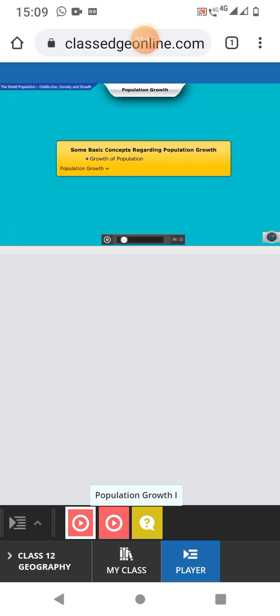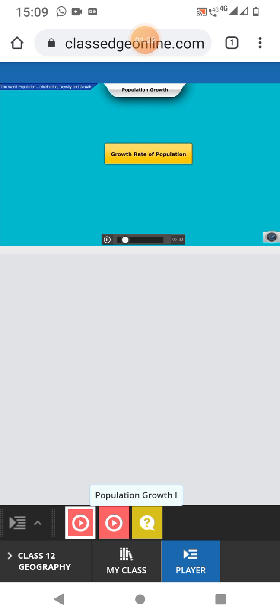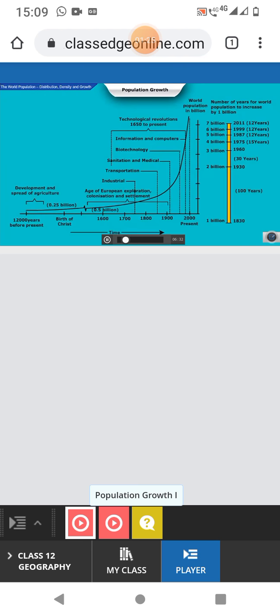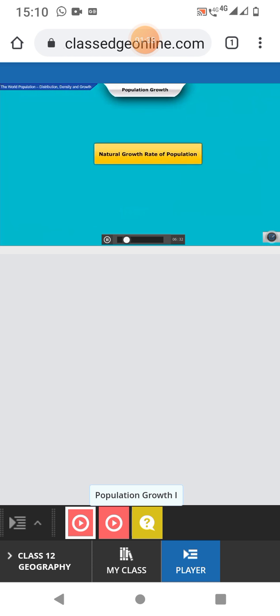This population growth is measured as population growth equals population in the year X minus population in the year Y. Growth rate of population. Population growth can be expressed in terms of percentage or in terms of absolute number. Natural growth rate of population. Natural growth rate of population is defined as the total number of births minus total number of deaths between 2 points of time. Natural growth equals birth minus death.